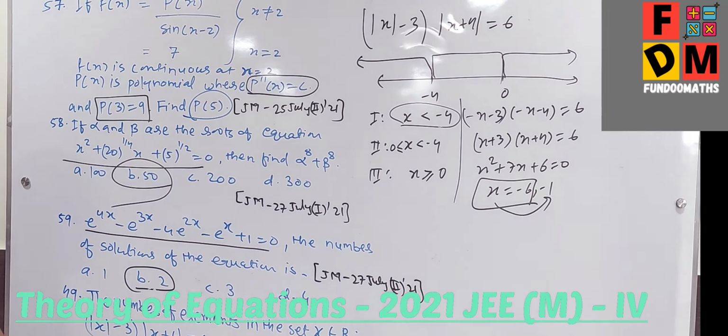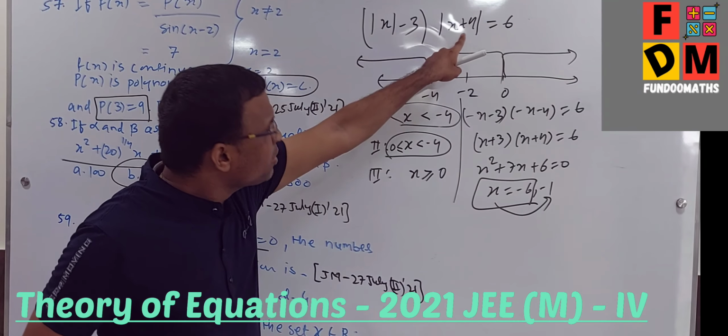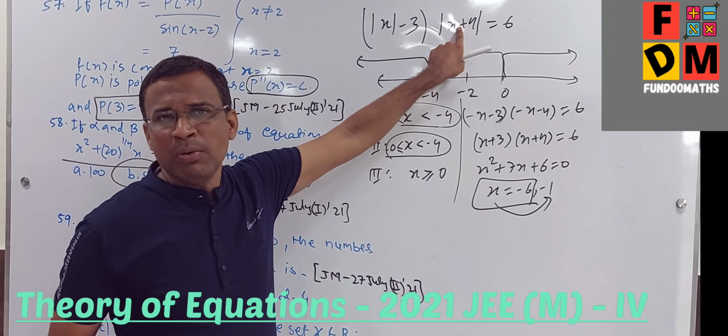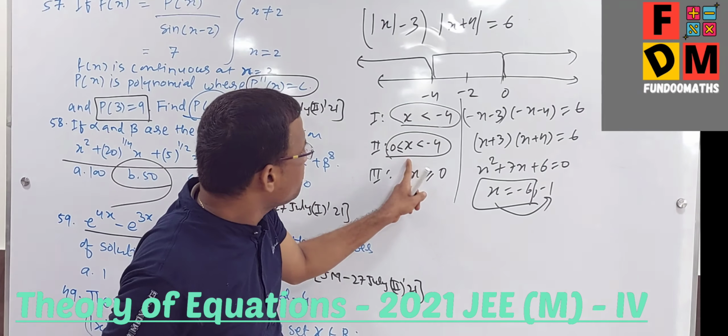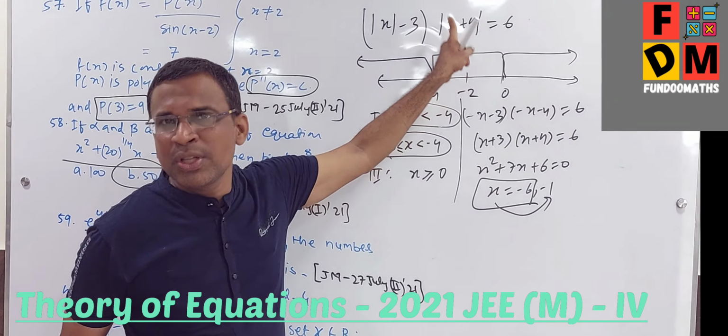Now this second condition, 0 and minus 4, is again the negative zone. But in 0 and minus 4, check out this one. Say in this zone there is one number, say minus 2. If I put minus 2 here, this mod will be positive. So in the 0 and minus 4 case, this mod will never be negative. This mod will be positive.